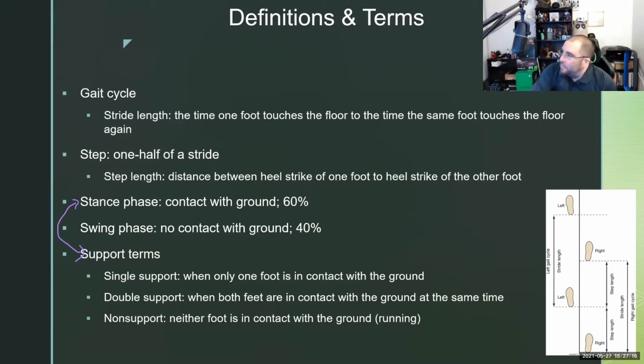So stance and support go kind of hand in hand. If I'm asking you a question, say, a single support phase during gait is where one foot touches. A double support, two feet. Non-support or no support, running is the only time you can get that.